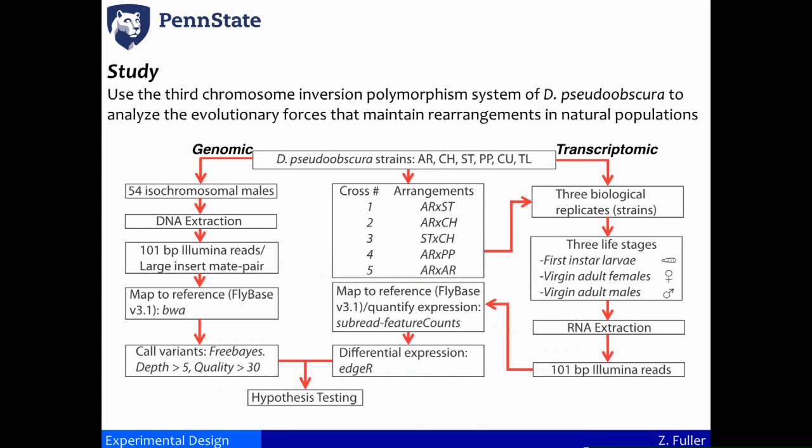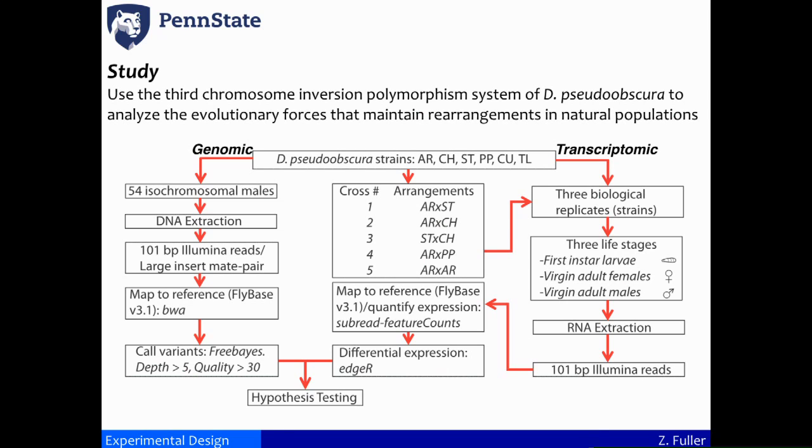So in our work, we're taking an integrated approach where we sequence both the genome and transcriptome of different third chromosome gene arrangements to test some of the predictions of these hypotheses in order to gain an insight into the evolutionary mechanisms that can both establish and maintain inversions within natural populations.